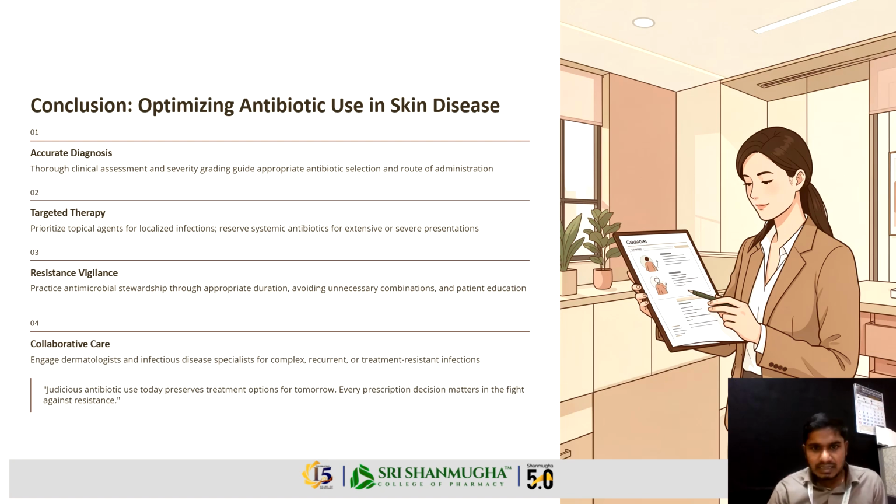Okay, mainly skin disease. What are the drugs used in skin disease? Antibiotics. Antibiotics are used for antimicrobial infection, for example impetigo and eczema. These are all skin diseases. What is the approach to skin disease? First of all, accurate diagnosis, targeted therapy, resistance vigilance, and collaborative care. These are all the overview of skin disease.